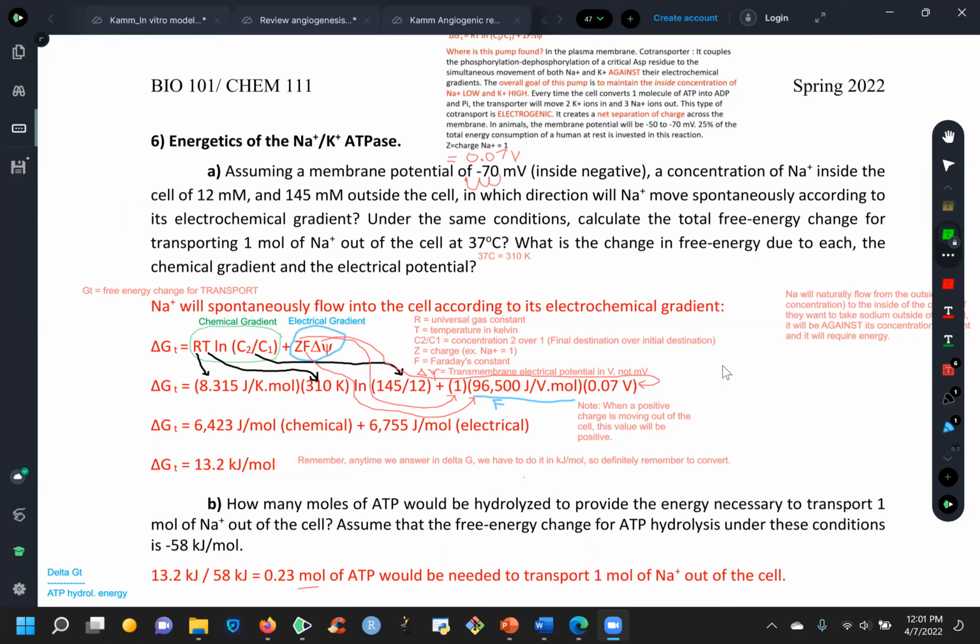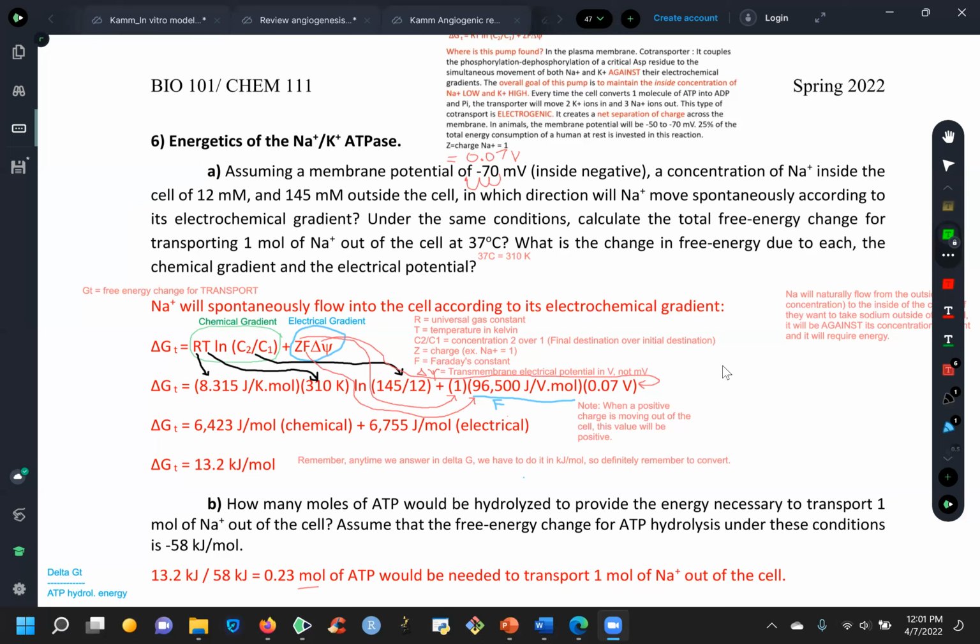So the last thing we have to plug in is the ln of concentration 2 over concentration 1. Here it says a concentration of sodium inside the cell of 12 millimolars and 145 outside. So where did I draw mine? 12 millimolar inside, 145 millimolar outside. I recommend that you always draw.